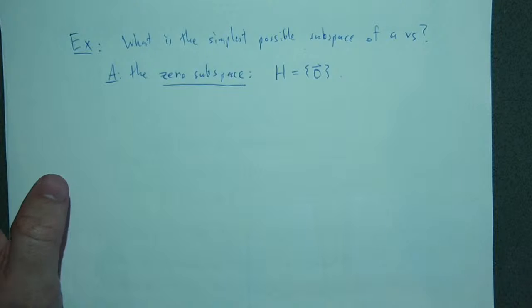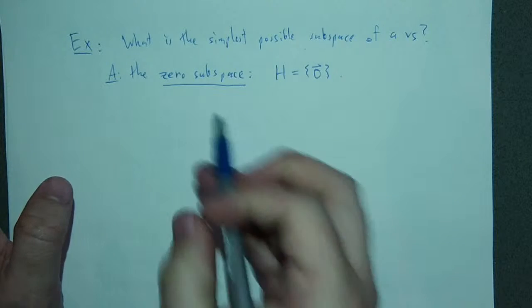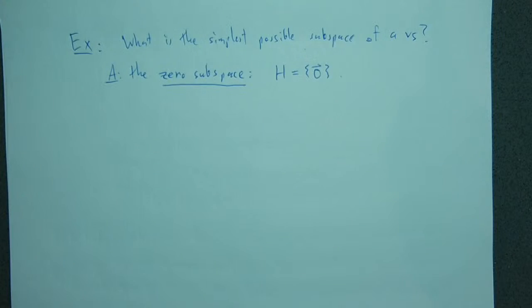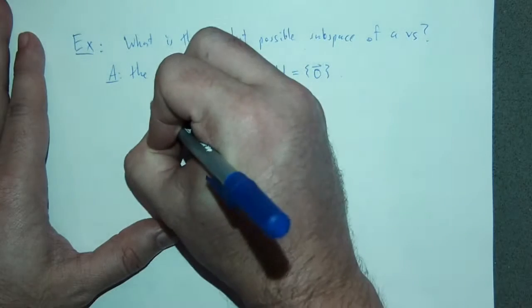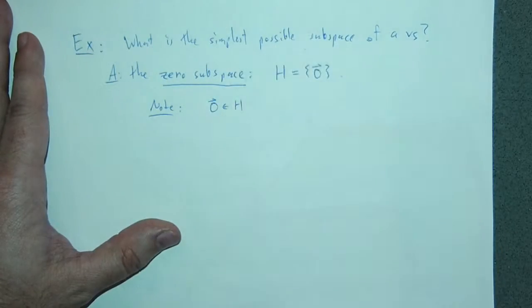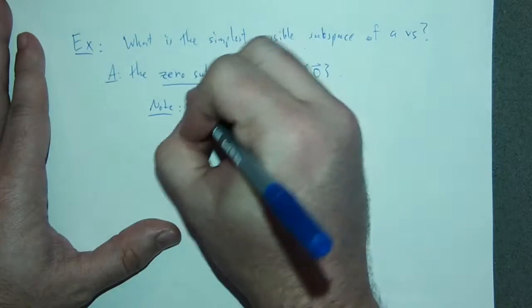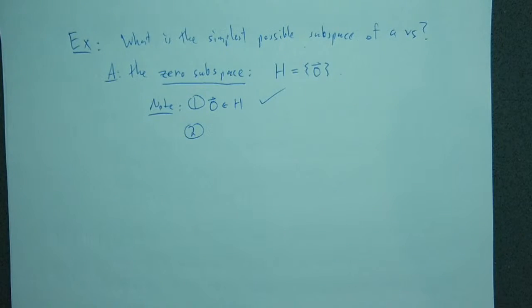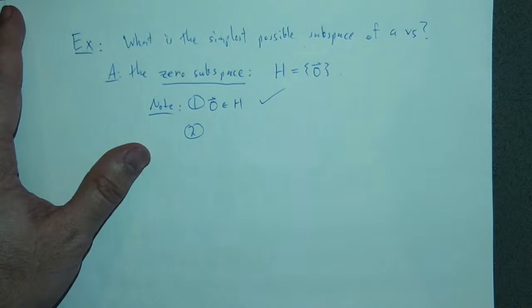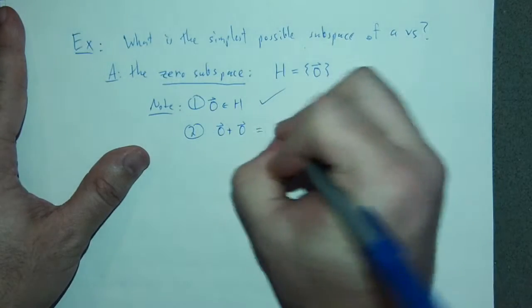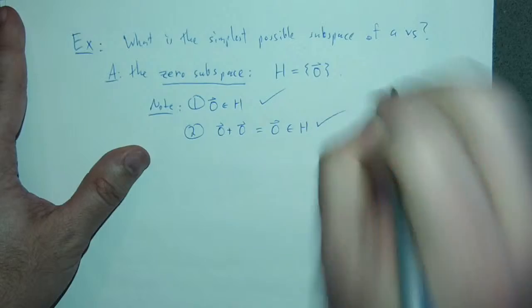So the zero subspace is an example. The zero subspace is just the subset of a vector space that contains only the zero vector. Note, very quickly, 0 is in H, so number 1 is checked. Number 2, what's the thing I have to check? I have to check that vector sum is closed, but the only vector in this subspace is the 0 vector. So the only thing I have to check is the single vector sum 0 plus 0, but that's 0. That is in H. We're good.